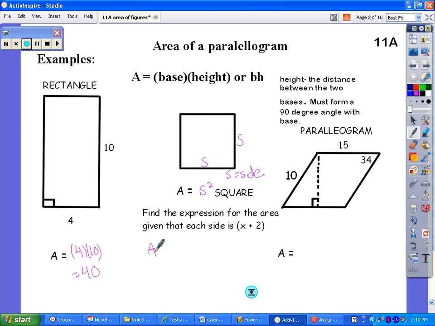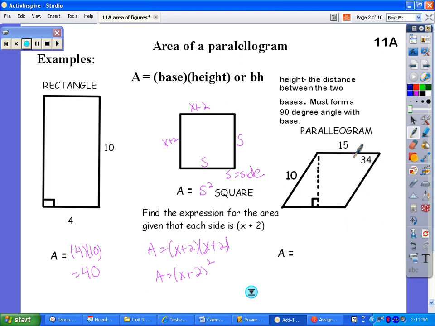So this first question on a square says find the expression for the area given that each side is x plus 2. So our base would be x plus 2, and our height would also be x plus 2 because all of our sides are equal. And so our area would be, you could either say x plus 2 times x plus 2 or x plus 2 squared. And that would be the expression for the area.